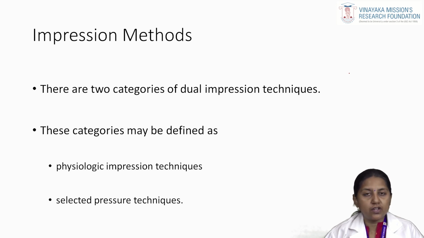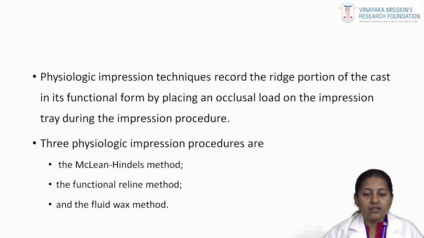So what is it? Physiologic impression and selected pressure. As the name suggests, the physiologic impression technique will record the ridge portion of the cast in the functional form. See, in the cast you have a ridge portion and the tooth portion. The ridge portion is captured in the functional form by placing an occlusal load on the impression tray during the impression procedure. And there are three physiologic impression procedures: McLean-Hindel's method, the functional reline method, and the fluid wax method, which we will see one by one.